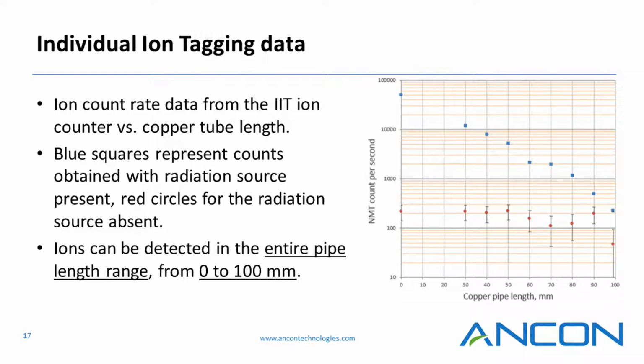The blue squares represent counts obtained with a radiation source present, and the red circles show counts for when the radiation source was absent. As you can see, the ions were shown as detectable from 0 to 100 mm in the entire pipe length range.